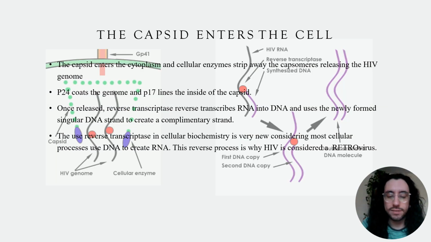Once the capsid is in the cytoplasm, the cellular enzymes will strip away the capsomeres, releasing the HIV genome. P24 coats that genome. And once it is released, reverse transcriptase will transcribe RNA into DNA and use the newly formed single DNA strand to create its complementary strand, which then migrates into the nucleus.